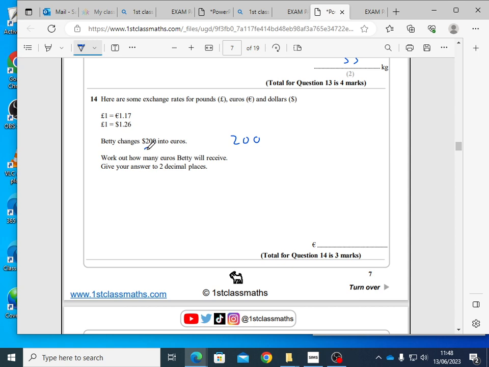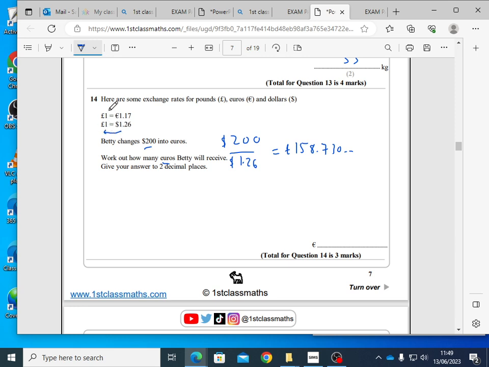What can I do? What will be 200 dollars? So first of all, I've got that many dollars, and if I divide that by 1.26, I can change that into pounds. Okay, so dollars by dollars cancels, so that will give me 200 divided by 1.26, and now keep that result in your calculator. 158.730 blah blah blah. This is in pounds. So we've now changed the dollars into pounds.